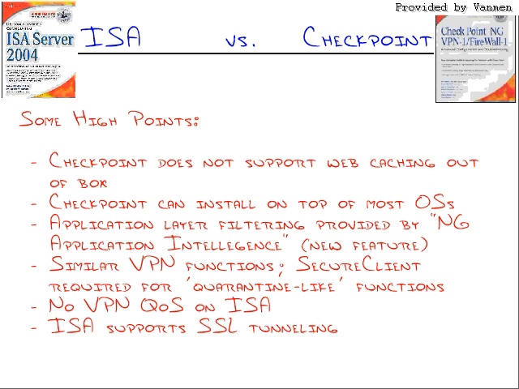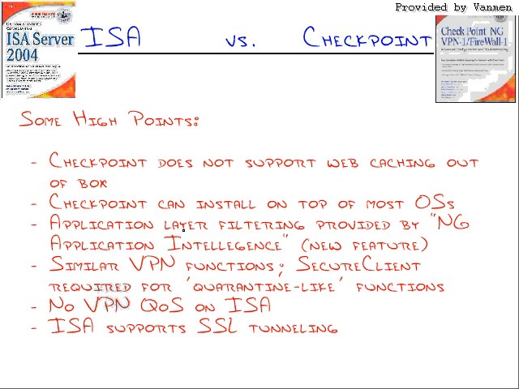Well, let me just make sure I hit all the high points. I think that I've got most of them. Checkpoint does not support web caching out of the box. I already mentioned that. You have to buy a module or a third-party add-on. Checkpoint can install on top of most operating systems, which gives it that advantage, but it doesn't really truly integrate with any of those other operating systems. Whereas ISOServer installs only on Windows 2000, 2003, and integrates with it.